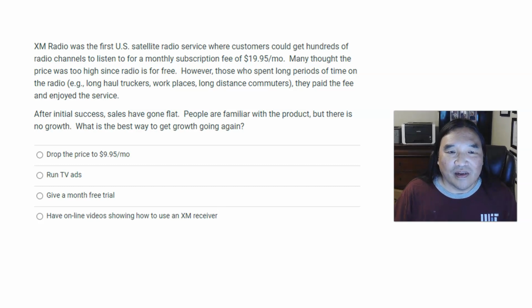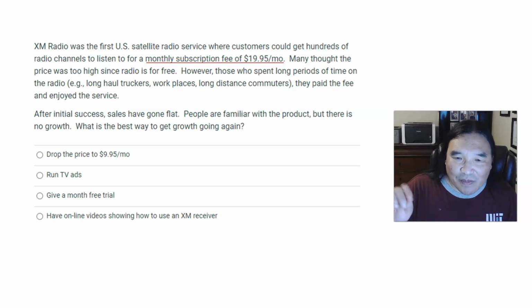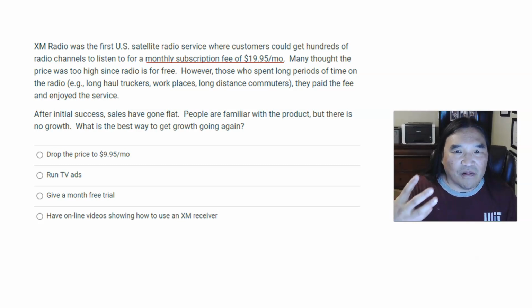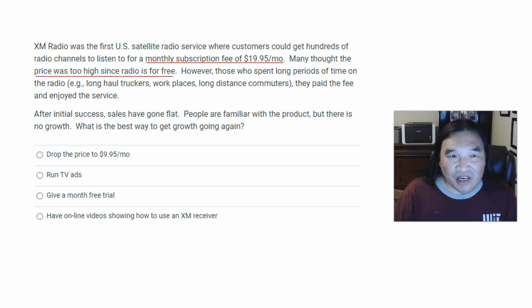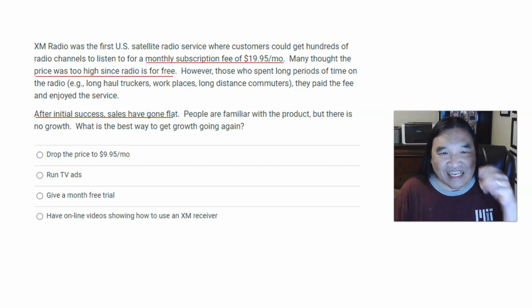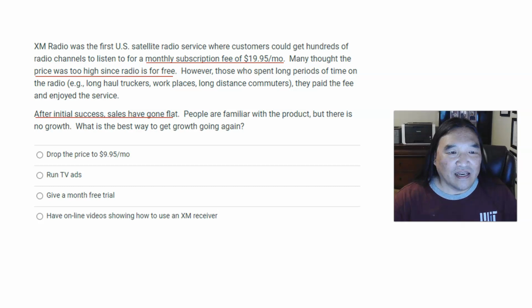So what's the best way to get growth going again? When you have a problem like this, on a scratch piece of paper, write down what the keywords are. When you look at a problem, look at the keywords. The keywords here are monthly subscription, price is too high, sales have gone flat. Those are the key points in this question.